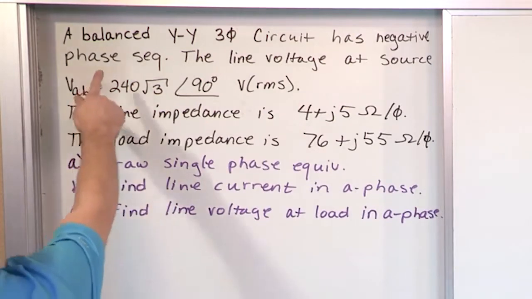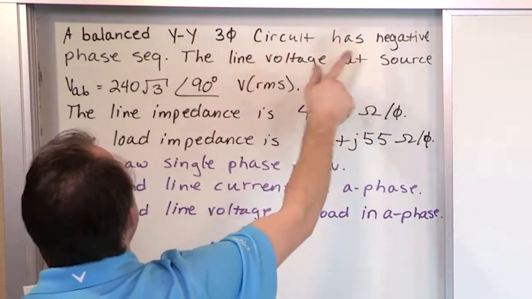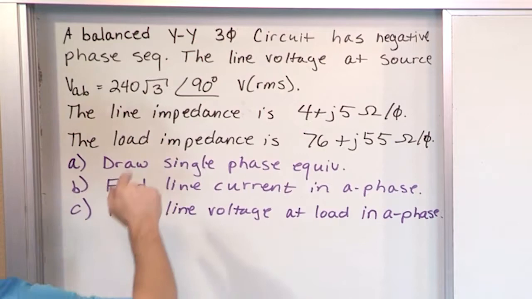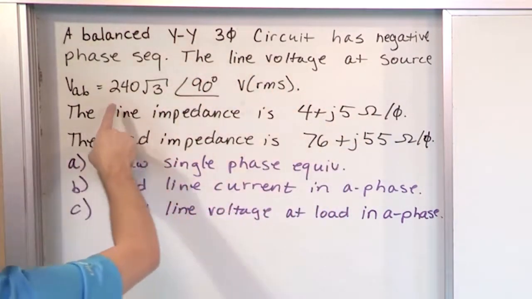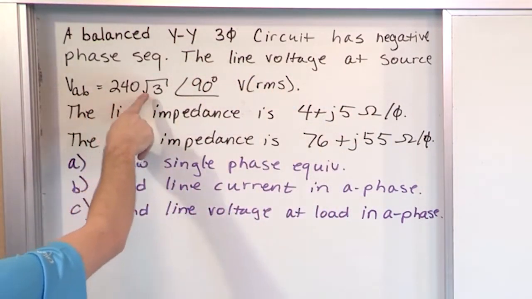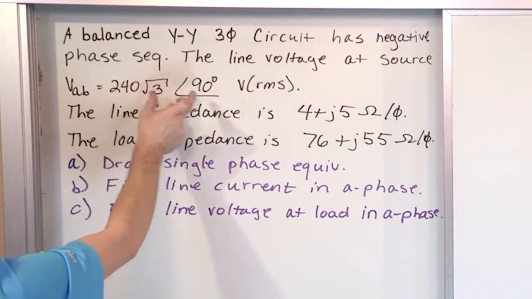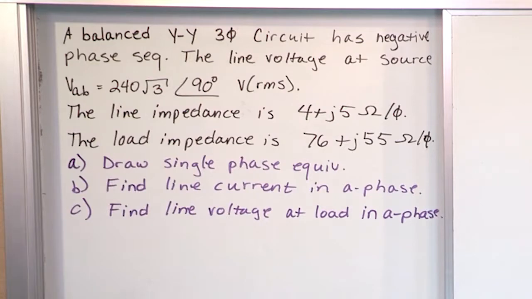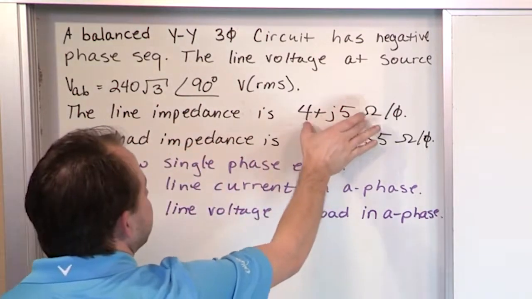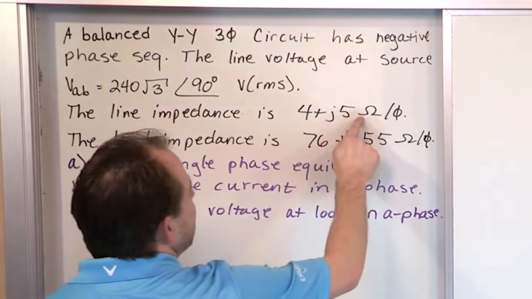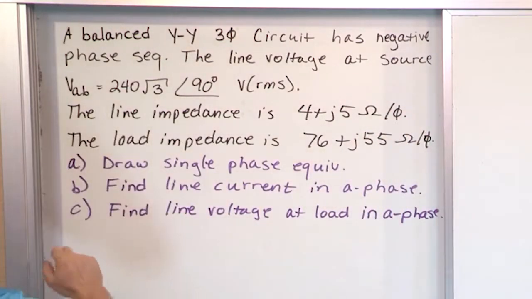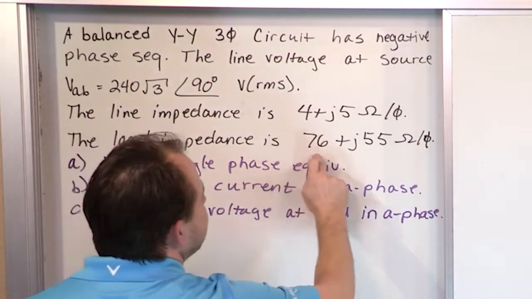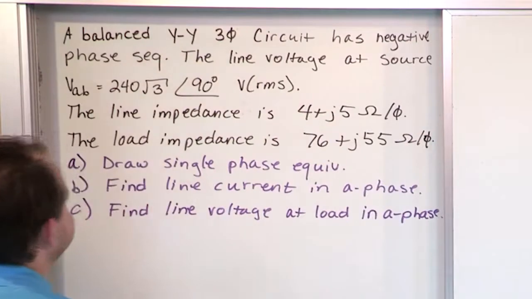So we have a balanced Wye-Wye three-phase circuit that has negative phase sequence. The line voltage at the source, VAB, is 240 times the square root of 3, that's the magnitude, at an angle of 90 degrees, volts, which is an RMS value of voltage. The line impedance is given here, and notice that it's in ohms per phase. We'll talk about that in a second. The load impedance is given as, again, something ohms per phase.